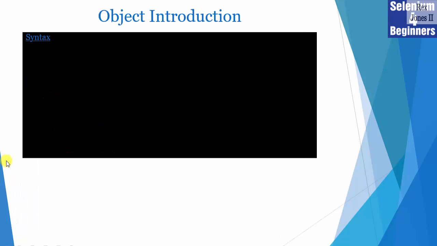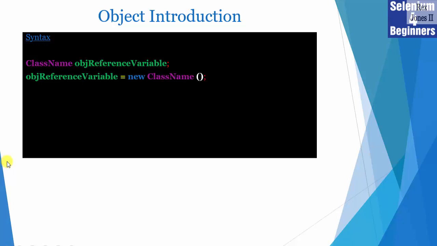There's two ways to create an object. Both ways require the class name. The first syntax shows class name and an object reference variable on one line. Then the object reference variable equal new class name on the second line. A shortcut of this same syntax is placing both lines on one line. We see the class name followed by the object reference variable equal new class name.